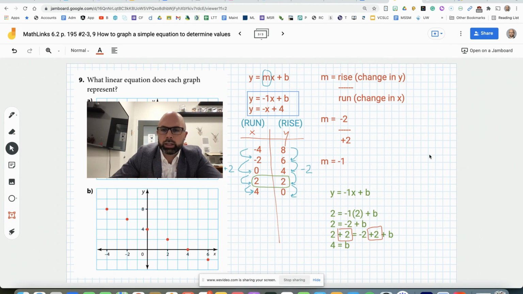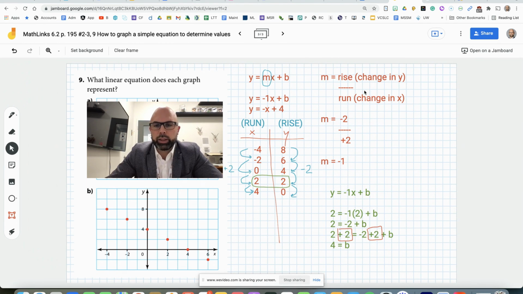I know that feels like a lot of work. We probably need a little bit of practice with this, but if you can remember that m actually equals rise over run, change in y over change in x, then we can come up with the proper value for m, and that leads us to the correct equation. So 4, remember, is the y-intercept, and we know that from the graph, but we also solved for b using our linear equation. All right, that was a lot thrown at you. Let me know if you have any questions, and we'll try to do a few practice rounds with this today.